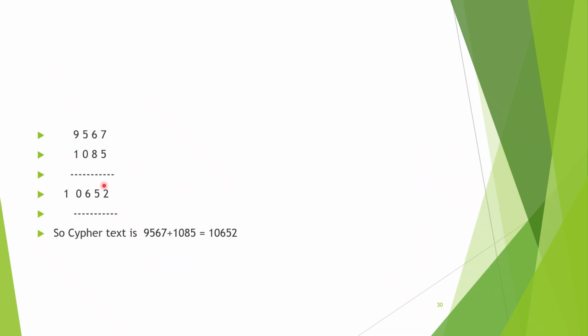So see, now add 9567 and 1085, we are getting 10652. So the ciphertext is 9567 plus 1085 equals 10652. This is the ciphertext. So now we have converted the readable text into unreadable ciphertext. If you add these two values, we get this value. This is also correct. So the ciphertext is correct, and this cannot be understood by others, right?